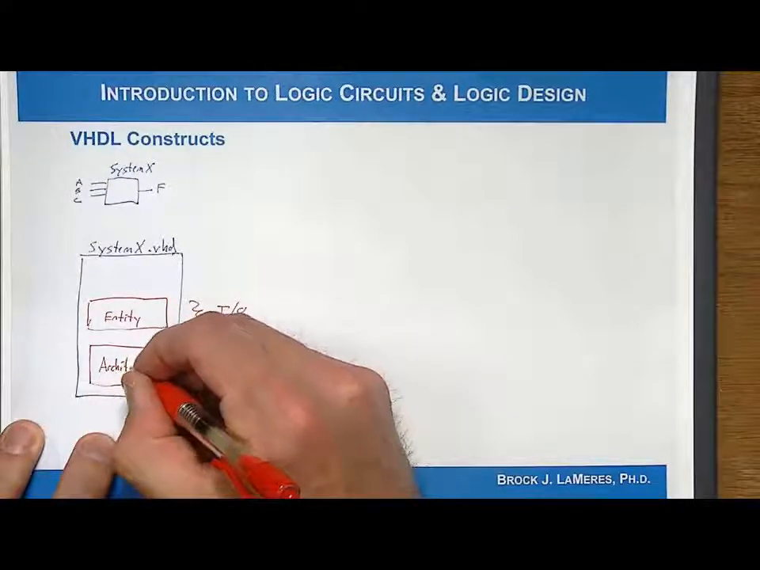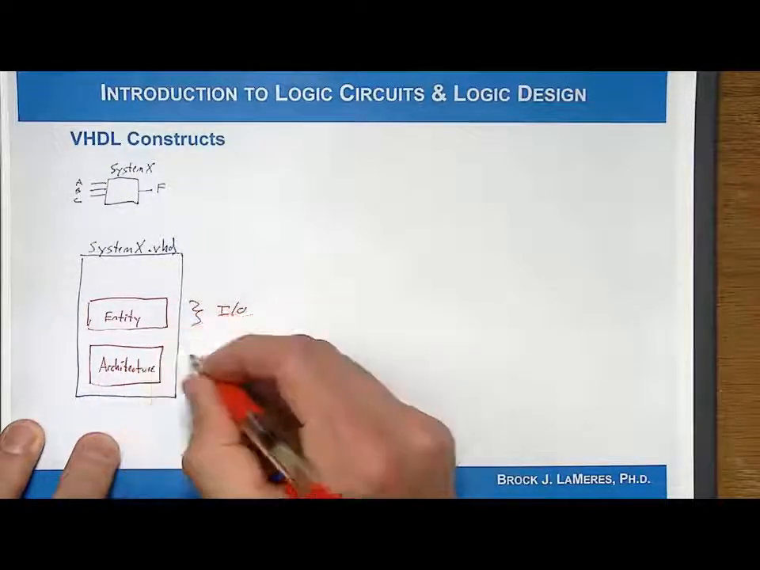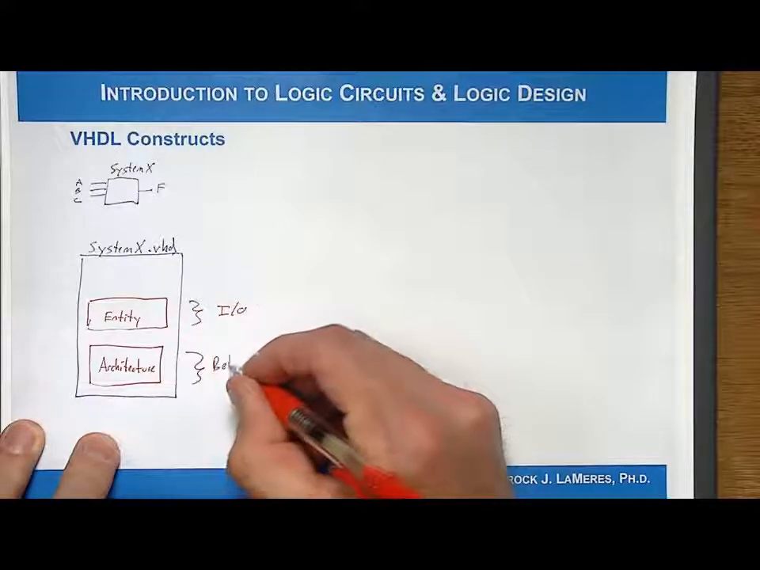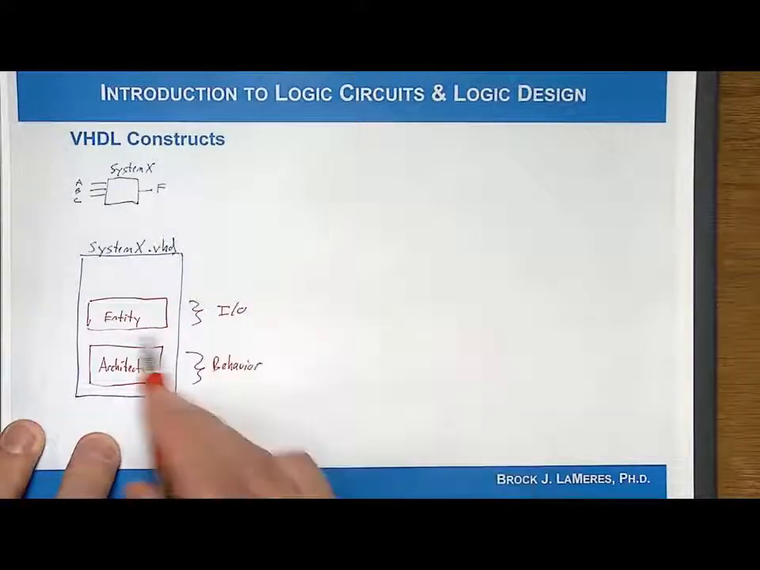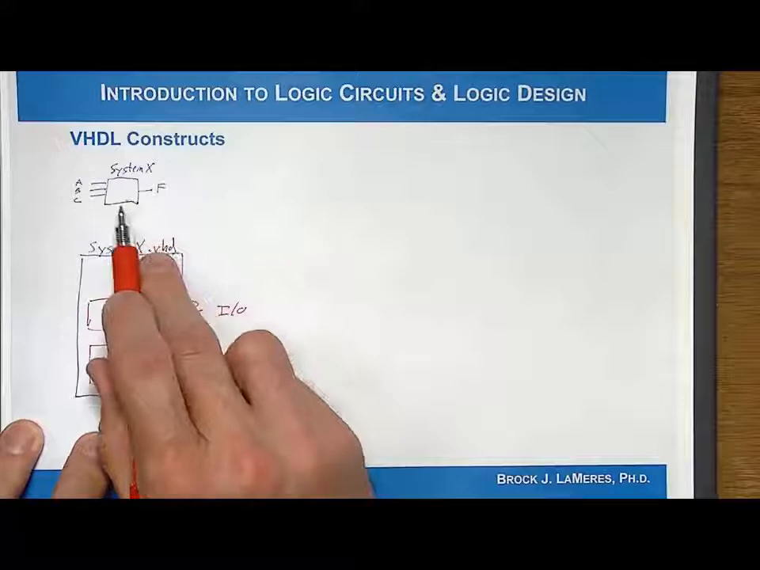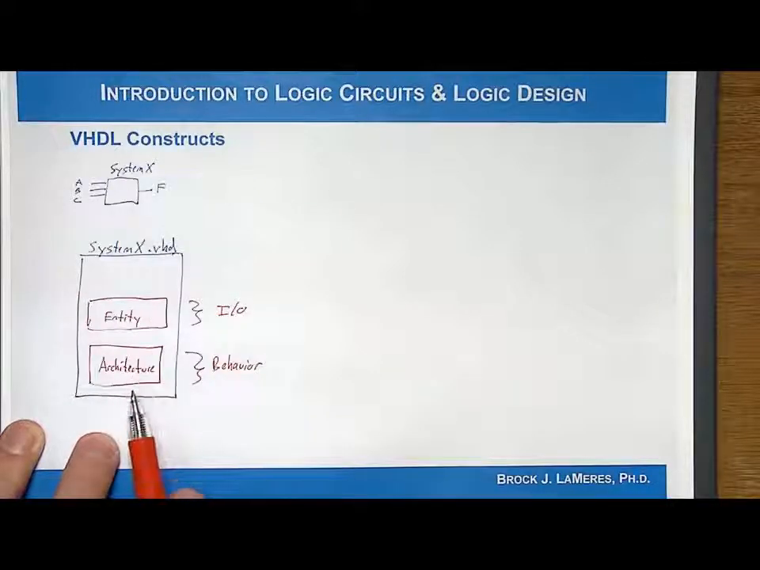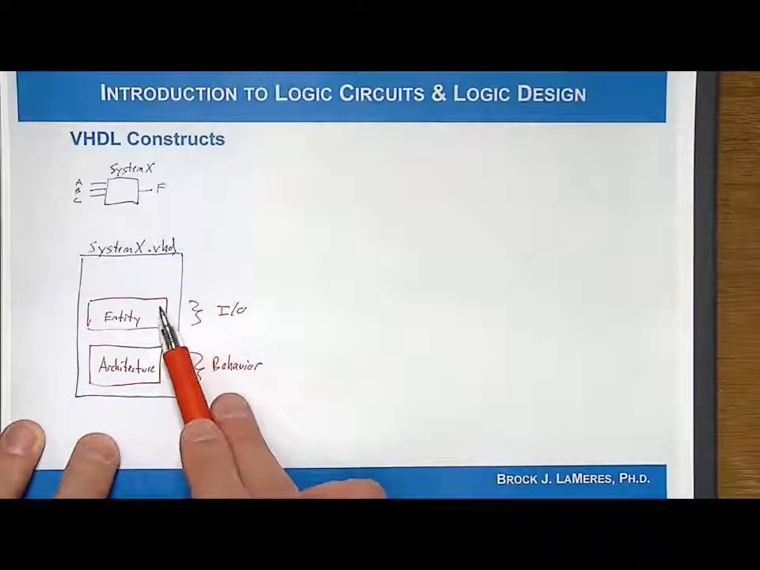And the architecture is where you describe the behavior. So you separate out the I/O, the input and the output, or the ports of the system from the actual behavior in VHDL, and so you have two sections, the entity and the architecture.